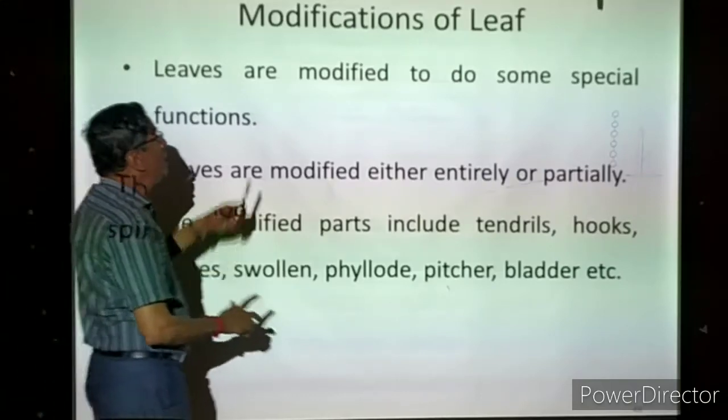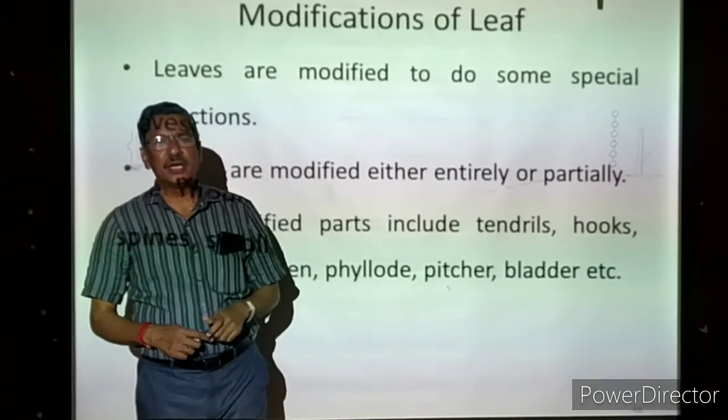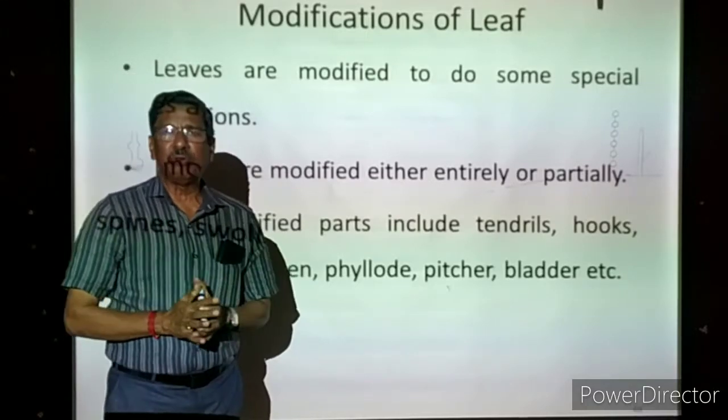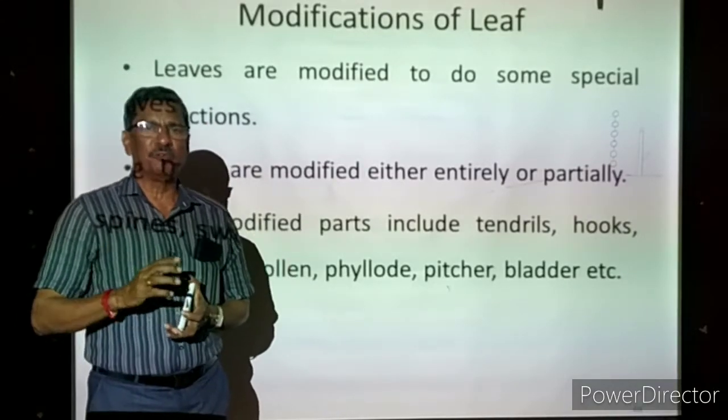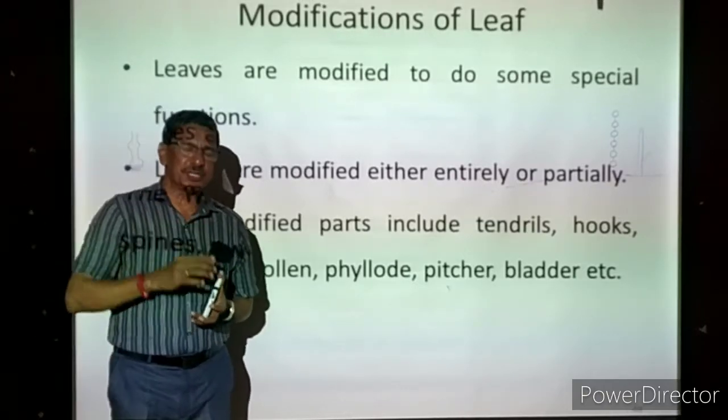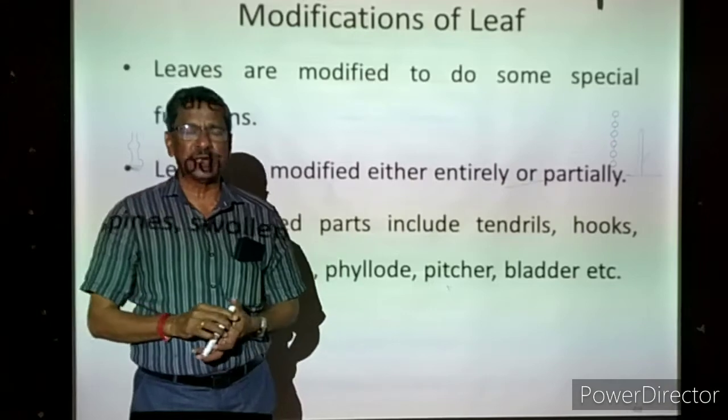Now we are coming to modifications of leaves. Already we have studied the primary functions of the leaf. The leaf is performing two important functions. One is photosynthesis. Now the next one is transpiration, that is evaporation of excess water.